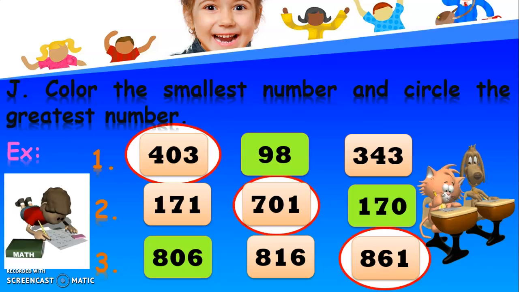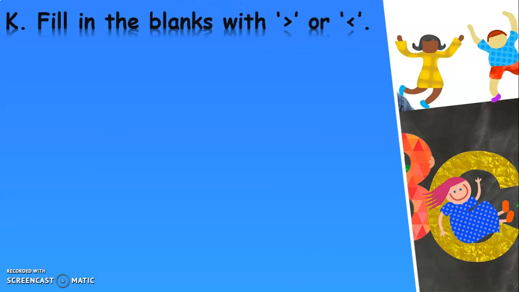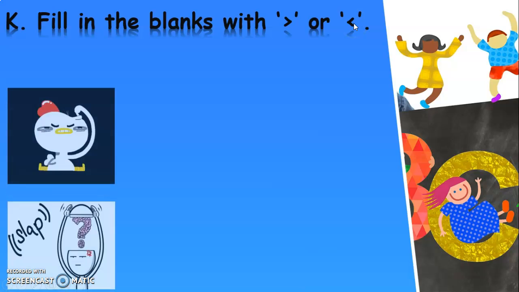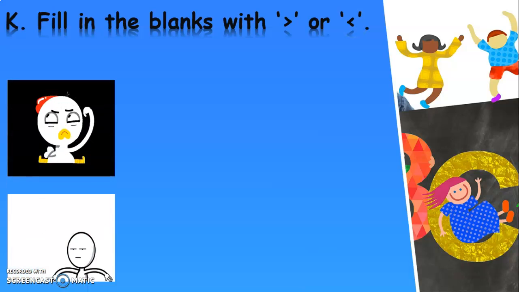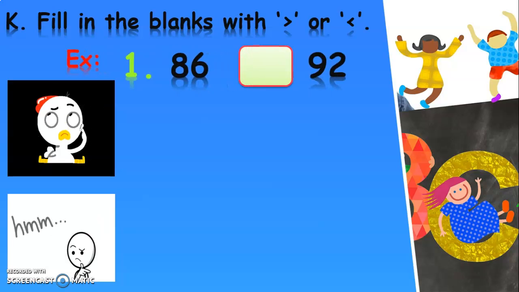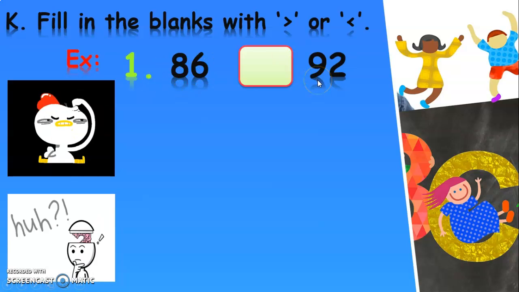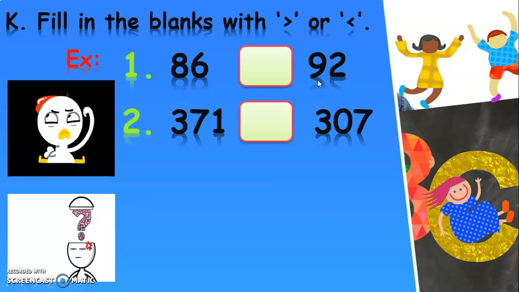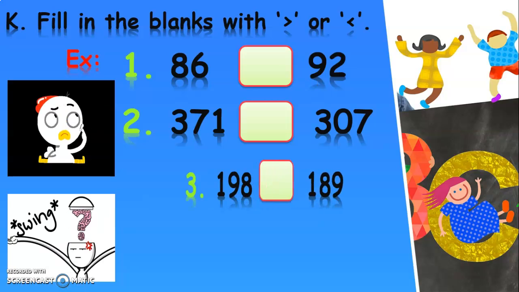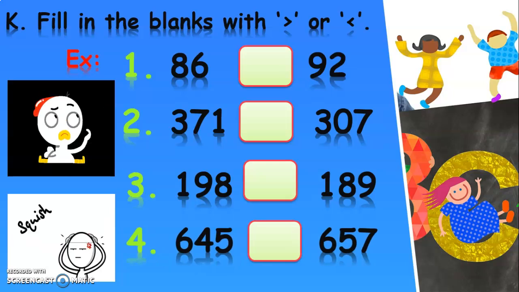Now let's go to the last part of our practice. This is for letter K, and you have to fill in each blank with the symbols less than or greater than. Again, this is about comparing numbers. So for number 1, compare 86 and 92. Is 86 greater than or less than 92? Find the answer for number 2, for number 3, and for number 4.